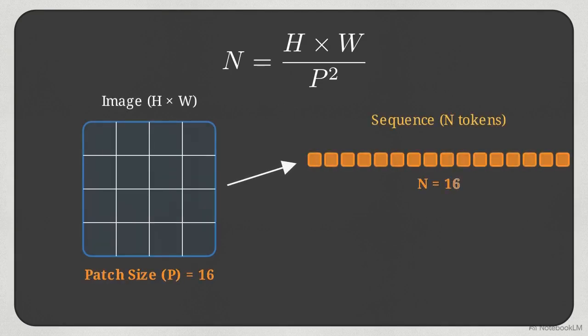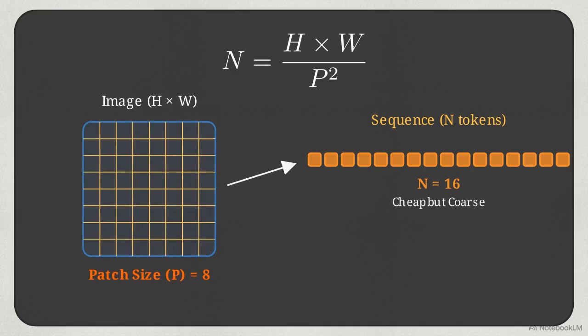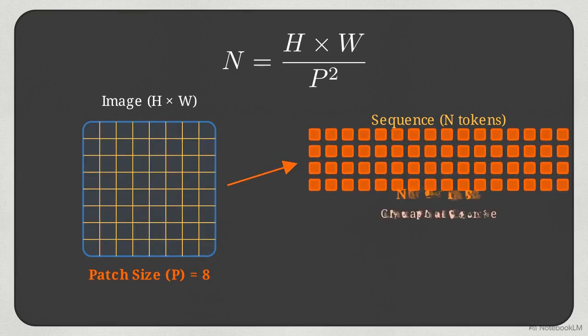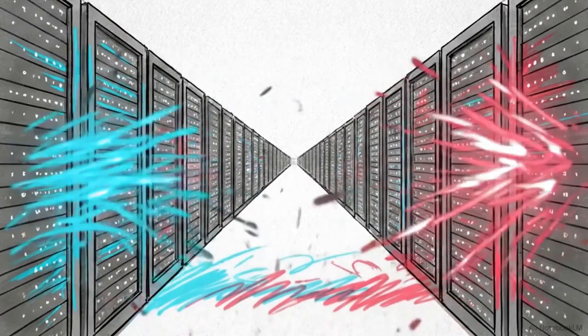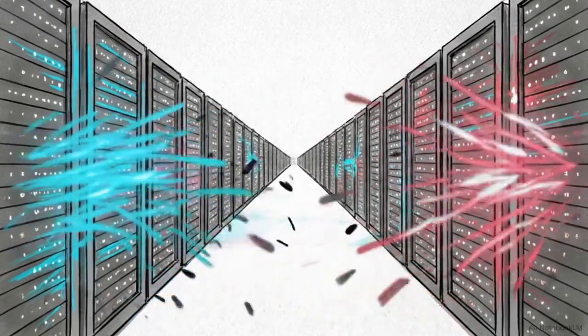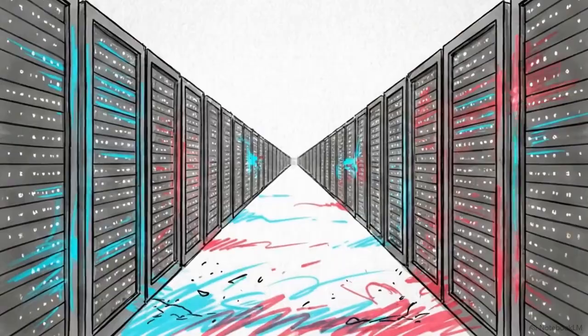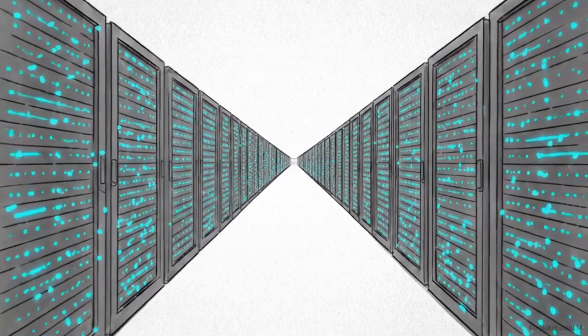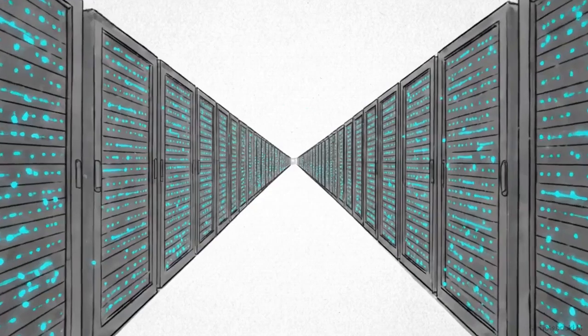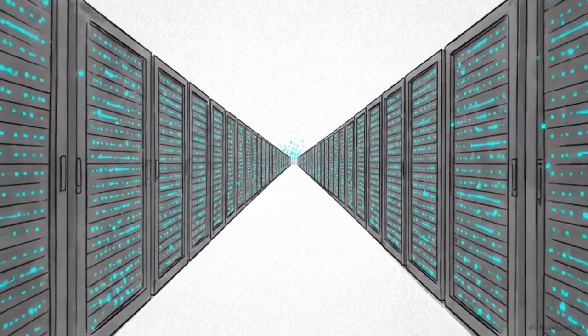This creates a direct trade-off. Large patches yield a shorter sequence, which is computationally cheap but coarse. If you attempt to increase resolution by halving the patch size from 16 to 8, the total sequence length quadruples. And because attention costs scale quadratically, quadrupling that sequence length squares the computational cost of the attention mechanism. Patch size, rather than layer depth or model width, operates as the primary lever trading spatial fineness against raw computational expense.